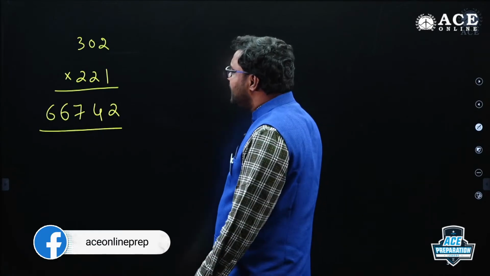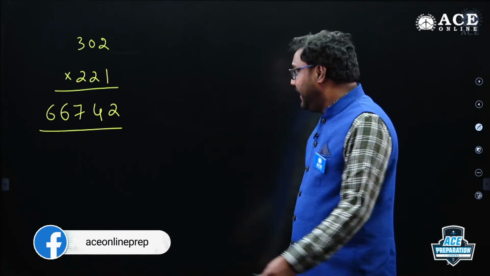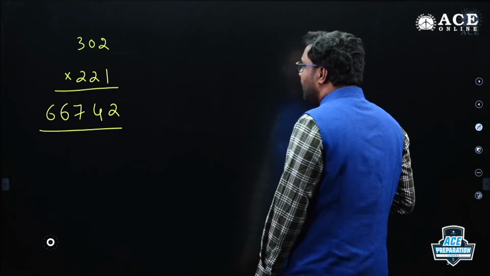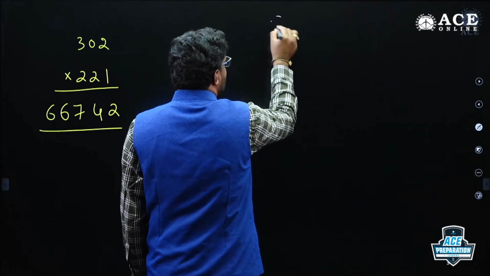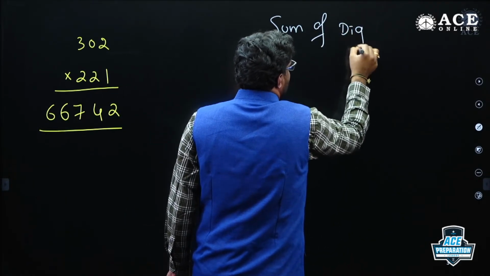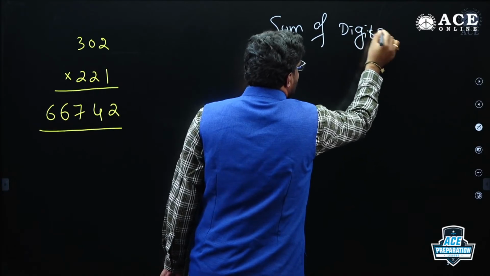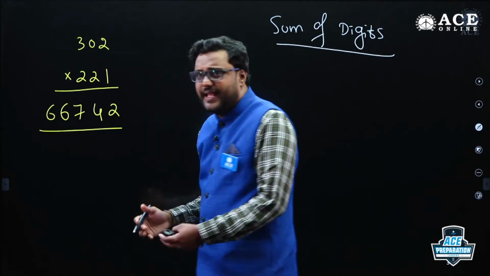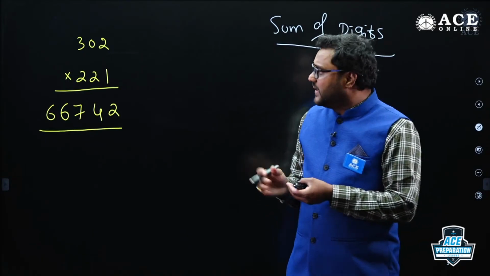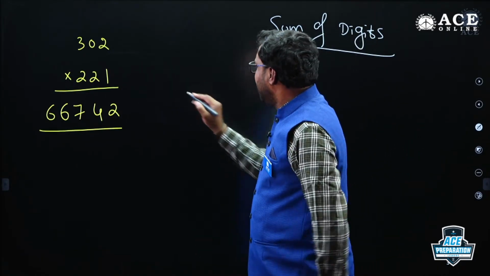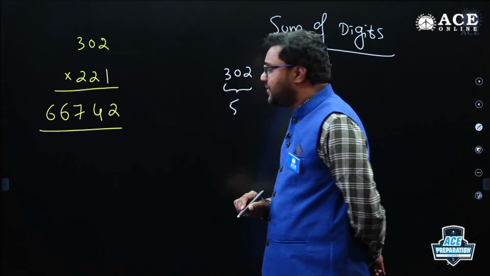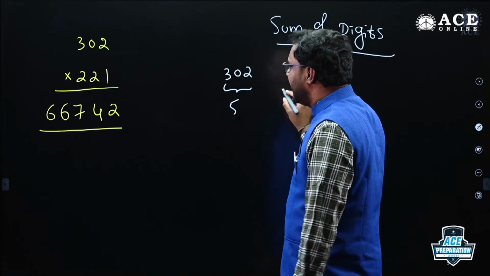So guys, there is one more concept to eliminate the options, digit sum or sum of digits. You can also apply the sum of digits concept. Even for very big numbers, if you want to eliminate the options, it's not useful for every case. It depends on the situation. Some situations this may help you. See what I can do. 302, what is the sum of digits? It is nothing but 5. 3 plus 0 plus 2 is 5.